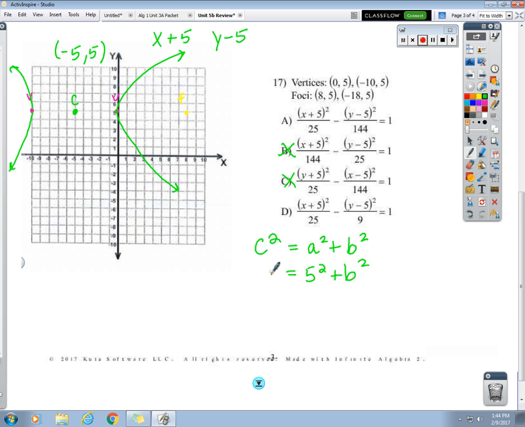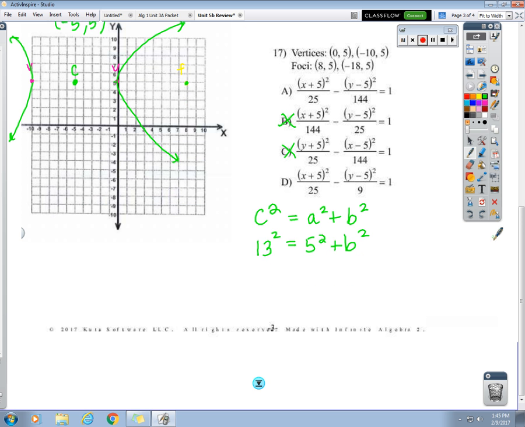Think about it. Don't we know the distance from the center to a foci point? How far is that? From negative 5 to positive 8 is how many units? 13. So your c is 13, and then you square it in the formula.